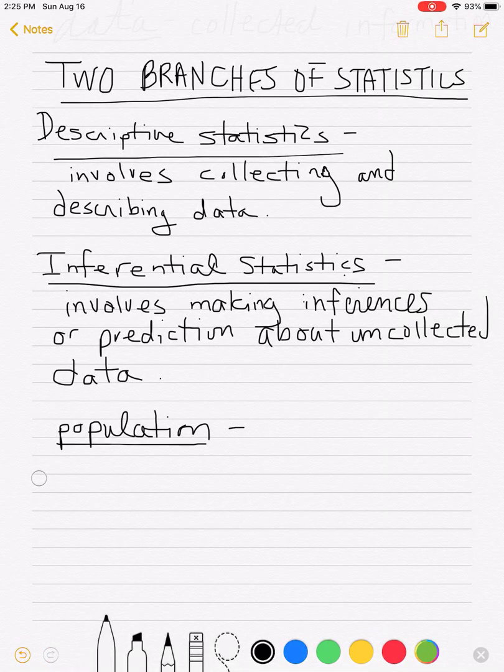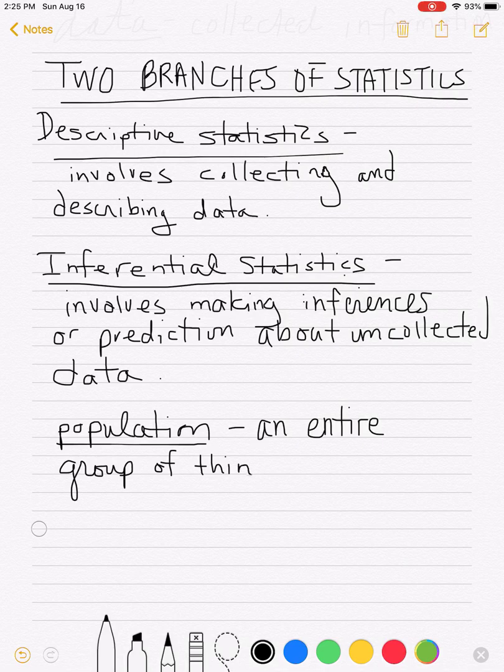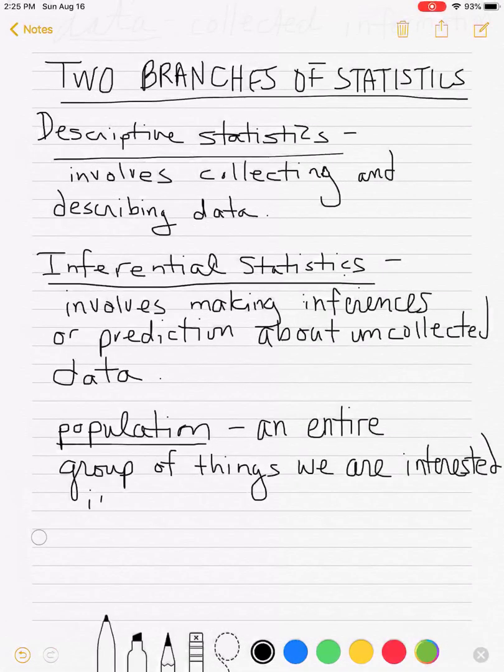So what is a population? It's an entire collection, or an entire group, of things or objects we are interested in studying. So remember, population is an entire group.